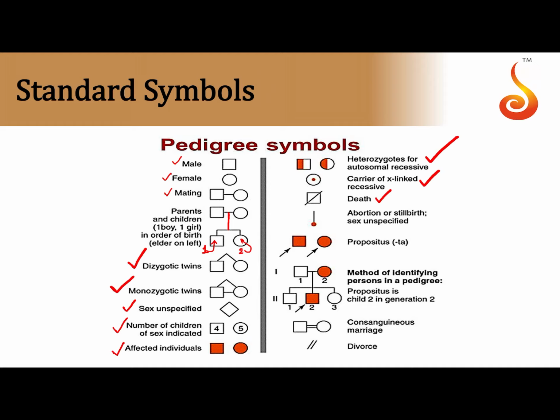And if a vertical line from a couple is drawn ending with a dot, that means the child failed to survive, or it was a stillbirth with sex being unspecified because we do not know if the child was a male or a female. The very first individual with whom you start the pedigree chart is referred to as a propositus or a proposita.